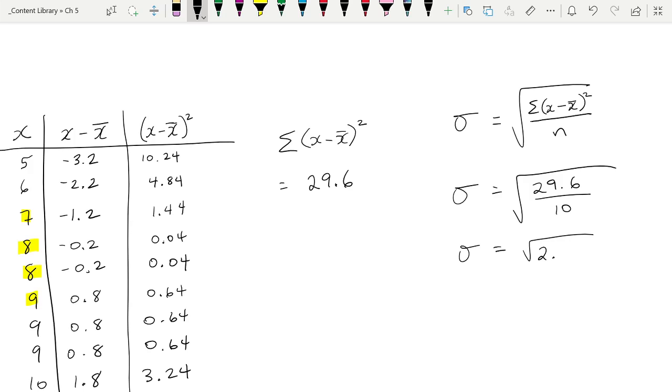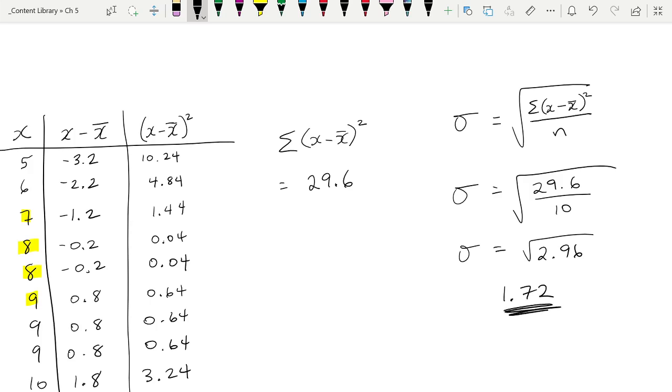Somebody could punch this through and make sure that I didn't goof up any button punching. And then when I square root that, I get 1.72. And that's my standard deviation.